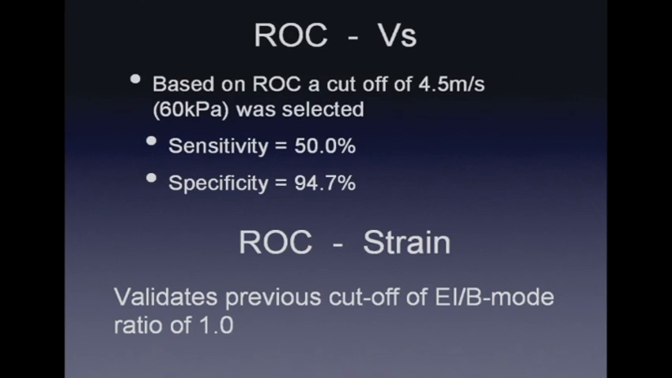So based on our ROC curves, in terms of the shear wave imaging, we chose a cutoff point of 4.5 meters per second, or 60 kilopascals, as the best cutoff. Again, without the use of the quality map, that gave us a sensitivity of 50% and a specificity of 95%. Looking at the ROC curves on strain imaging, again, our results validate our previously reported cutoff of equal to or greater than 1 as being malignant.